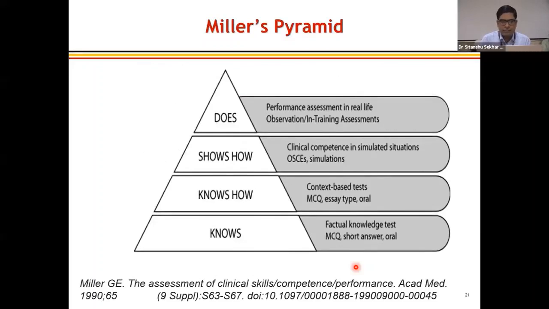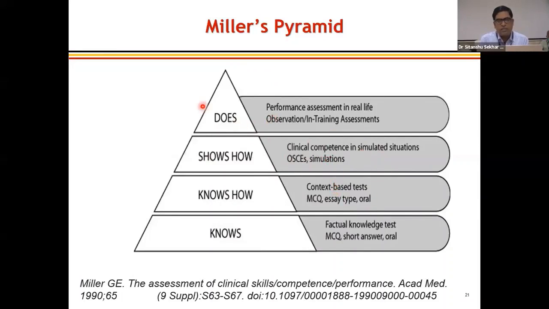This is what it is. It says knows, knows how, shows how, and does. And for each of these subcomponents, there are tests or tools available. Like for knows how, easily the cognitive domain, where we can limit ourselves to written methods of assessment like MCQ, short answer, long answer, and oral also has an attitude component to it. We'll talk about that a little later. Shows how is basically the OSCE or the practical examinations that are conducted.